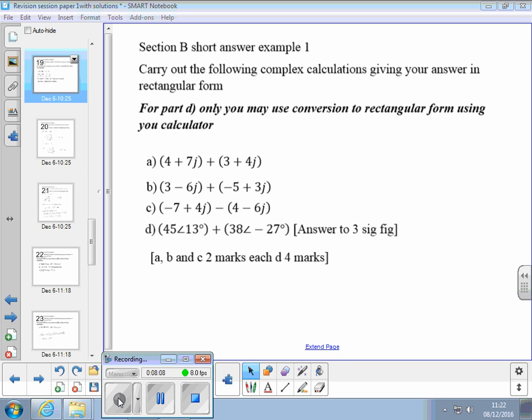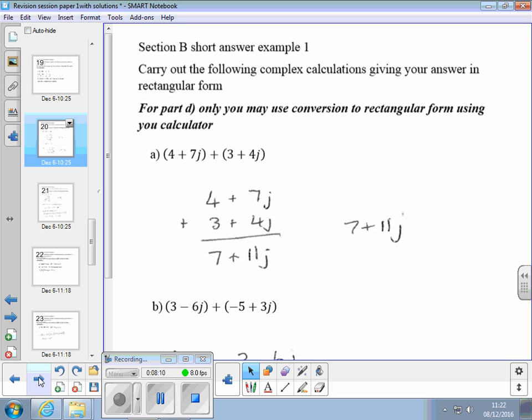So, answers to this one. Part A. Add together 4 plus 7j and 3 plus 4j. Answer is 7 plus 11j, 2 marks.